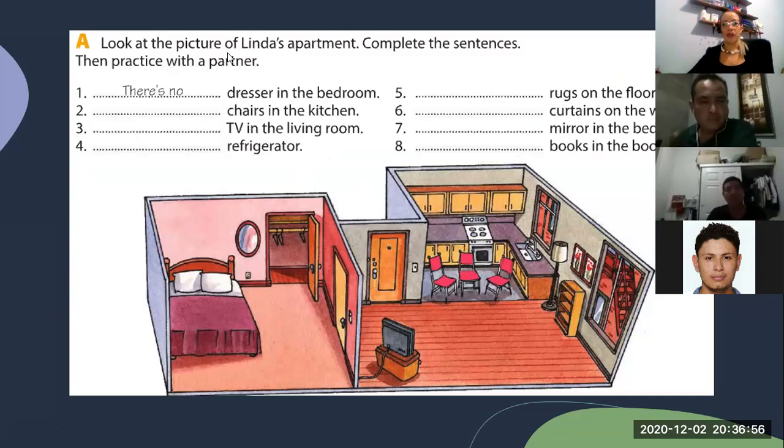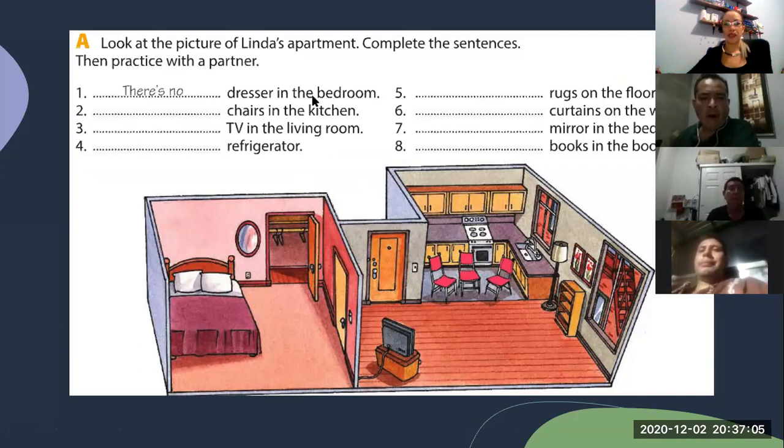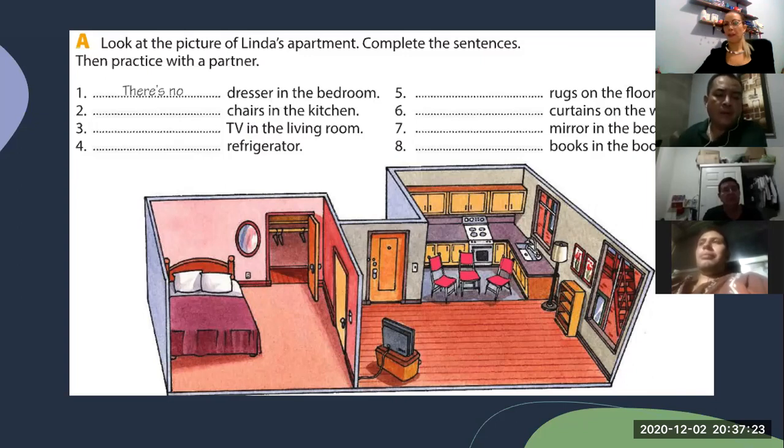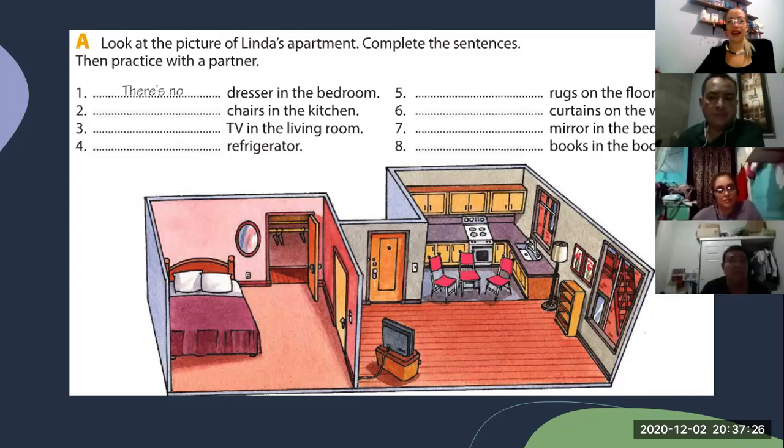So, look at the pictures of Linda's apartment, complete the sentences and then practice. So we're going to watch the picture and complete the sentences. So you have the picture, you have to see here and complete. For example, here it says dresser in the bedroom. ¿Qué era dresser? Gavetero. Gavetero, el gavetero es el dresser. Entonces, si vemos la picture, no hay un gavetero en el cuarto. There is no dresser in the bedroom.